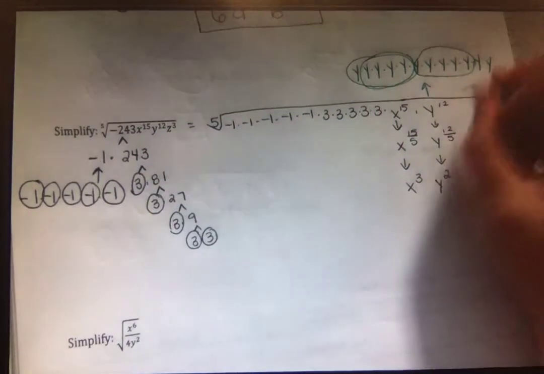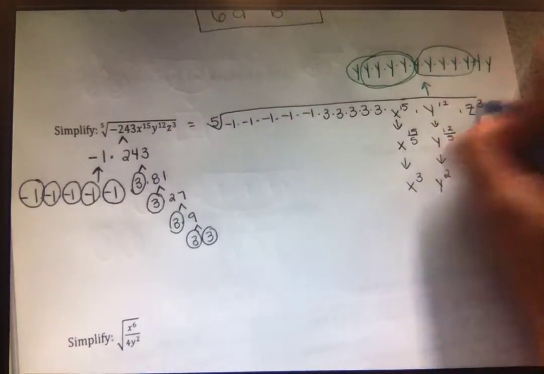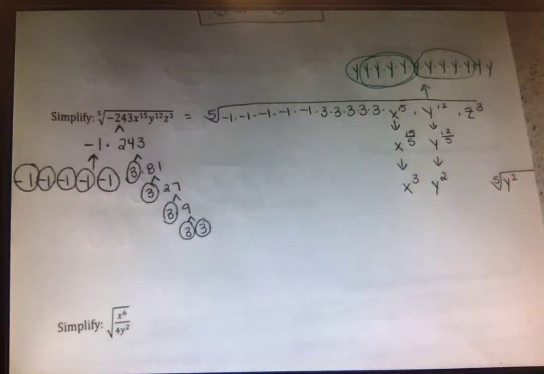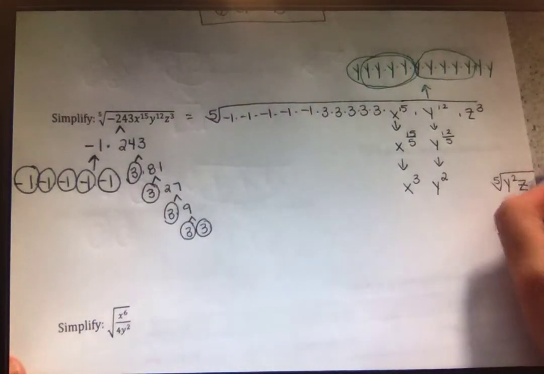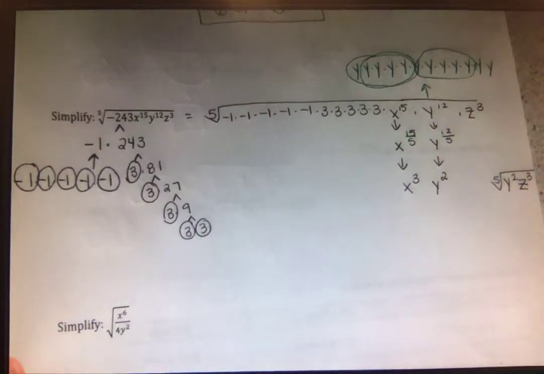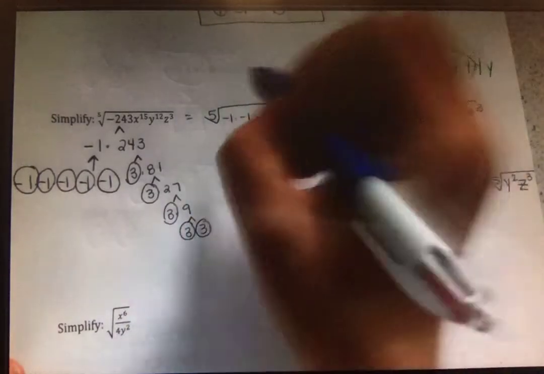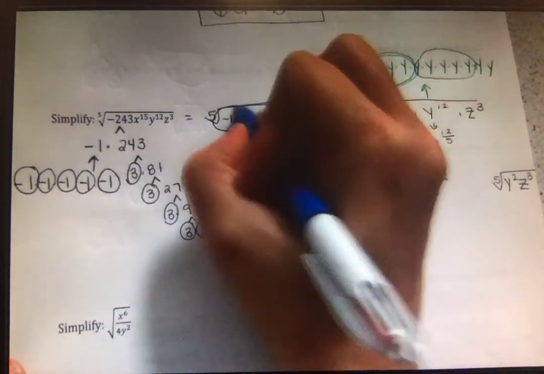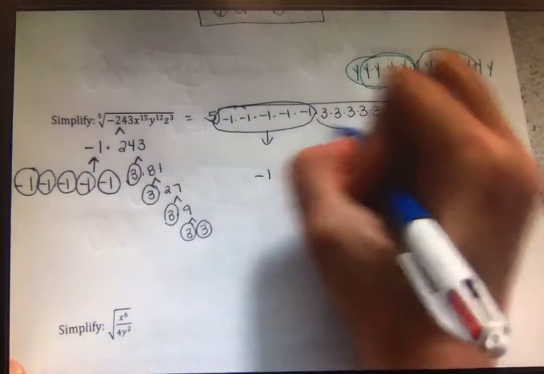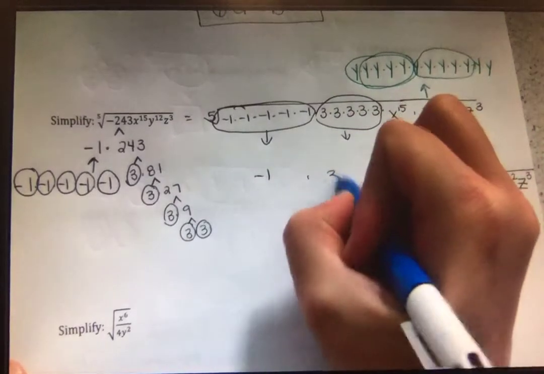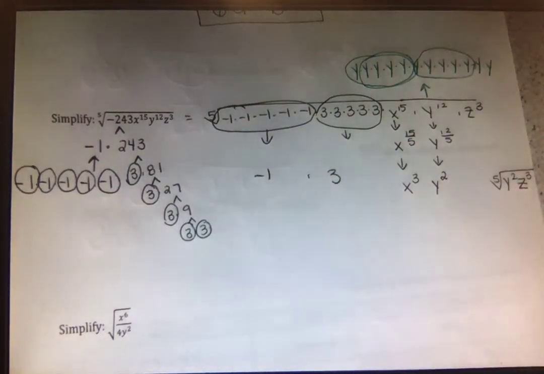Lastly, we have z cubed. So that means there's three z's. There's not enough to make a group of five. So that means no groups of z's are coming out, so they have to stay underneath the radical. So going back, these five negative ones are coming out. These five threes are coming out. We already said that three groups of x's are coming out, two groups of y are coming out, and that's left underneath the radical.